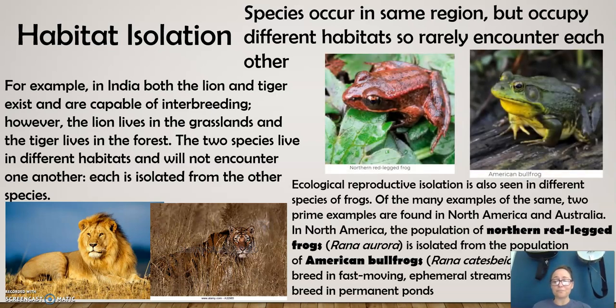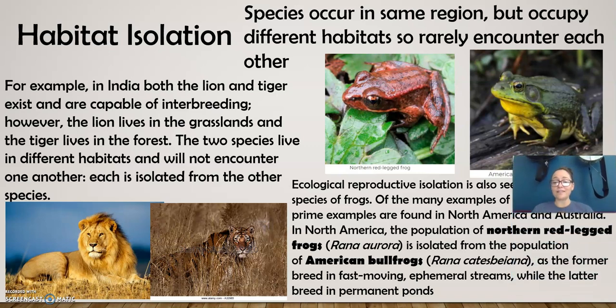Now, you can also think about here we have some bullfrogs. The northern red-legged frog is isolated from the population of American bullfrogs. One lives in fast-moving streams while one lives in permanent ponds. So while they may live in the same forest, their gametes especially are not ever going to come in contact together.